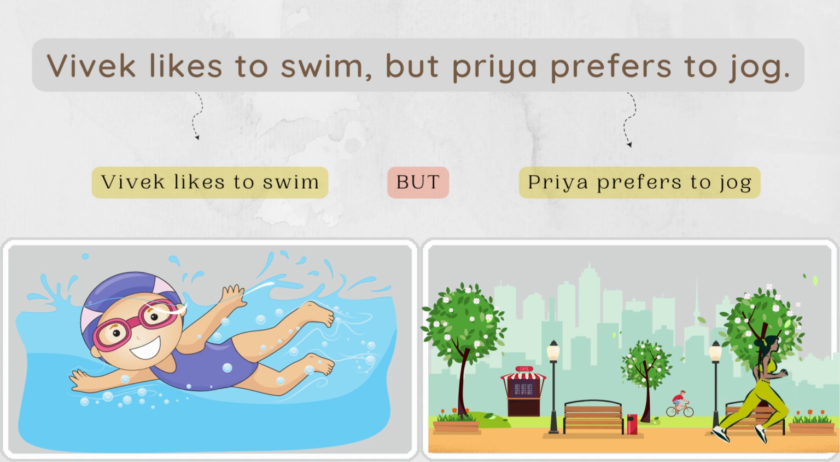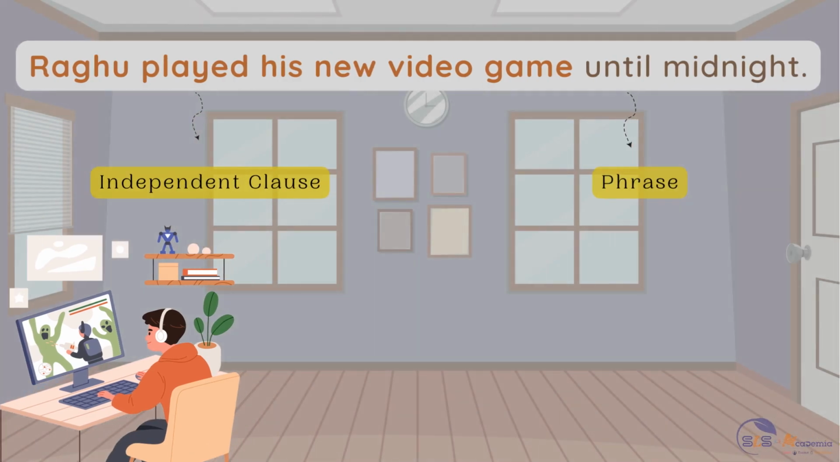Let us take a look at another example. Raghu played his new video game until midnight. In this sentence, there is one independent clause. Raghu played his new video game. Here, the subject is Raghu and the verb is played. This clause expresses the complete idea that Raghu was engaged in playing his new video game. The phrase until midnight is not an independent clause, as it does not express a complete idea on its own. It provides additional information about the time frame of Raghu's activity.